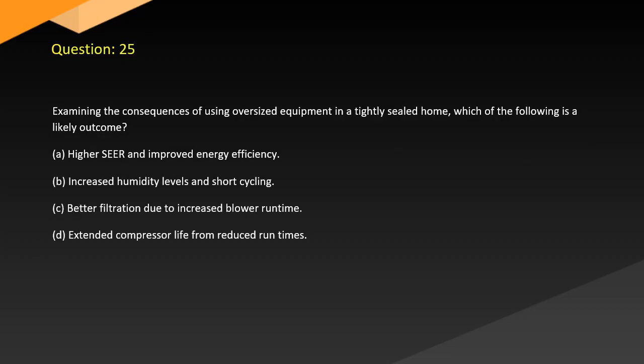Question 25. Examining the consequences of using oversized equipment in a tightly sealed home, which of the following is a likely outcome? A. Higher SEER and improved energy efficiency. B. Increased humidity levels and short cycling. C. Better filtration due to increased blower runtime. D. Extended compressor life from reduced run times.